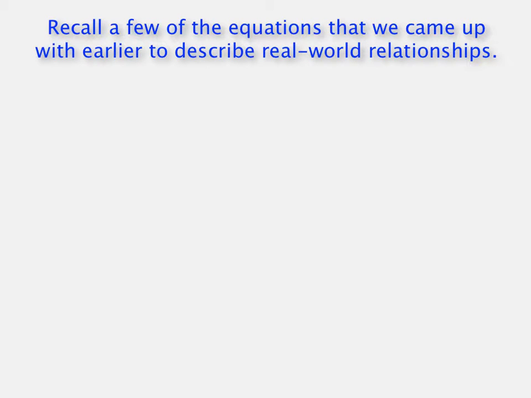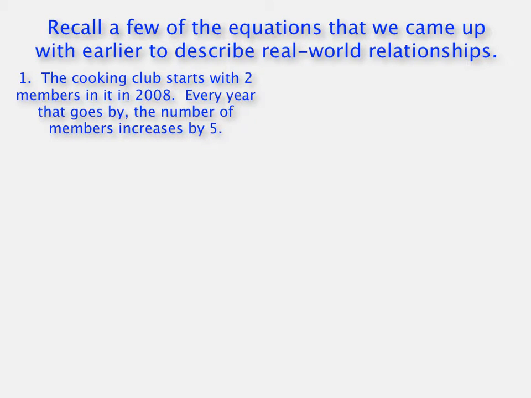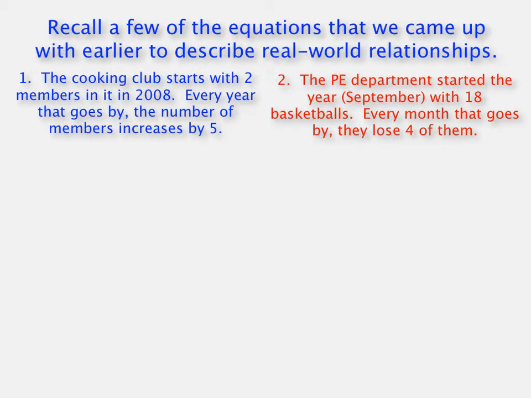Okay, also, recall a few of the examples where we took real-world situations before and made equations to describe them. So for example, the cooking club starts with 2 members in it in 2008. Every year that goes by, the number of members increases by 5. Or the PE department started the year, which is September, with 18 basketballs. But every month that goes by, they lose 4 of them.